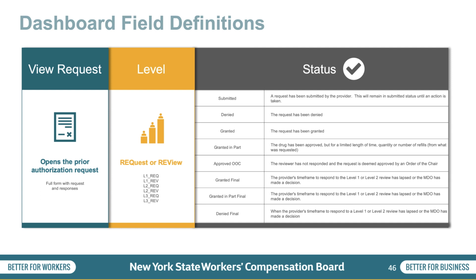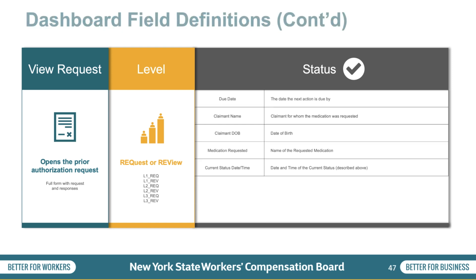Granted final. The provider's time frame to respond to the Level 1 or Level 2 review has lapsed, or the MDO has made a final decision. Granted in part final. The provider's time frame to respond to the Level 1 or Level 2 review has lapsed, or the MDO has made a decision. Denied final. The provider's time frame to respond to a Level 1 or Level 2 review has lapsed, or the MDO has made a final decision. The provider will then see due date, the date by which the next action on the request is due, claimant name, claimant date of birth, medication requested, and current status date and time.